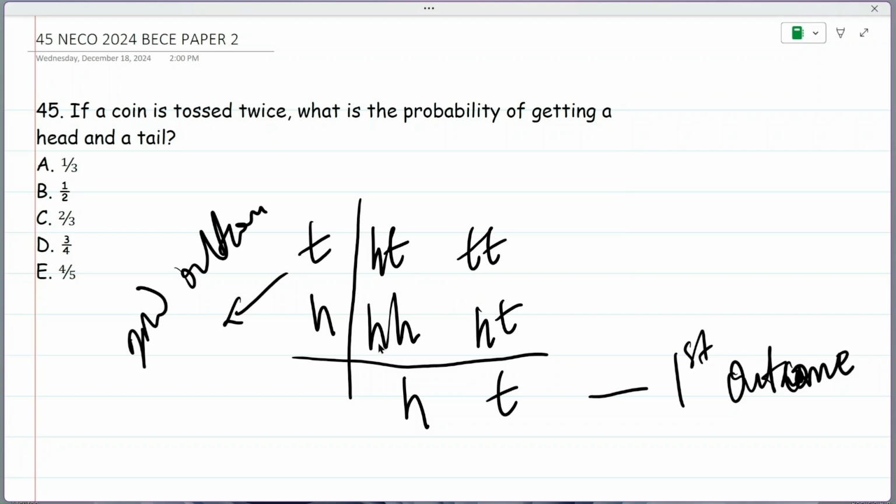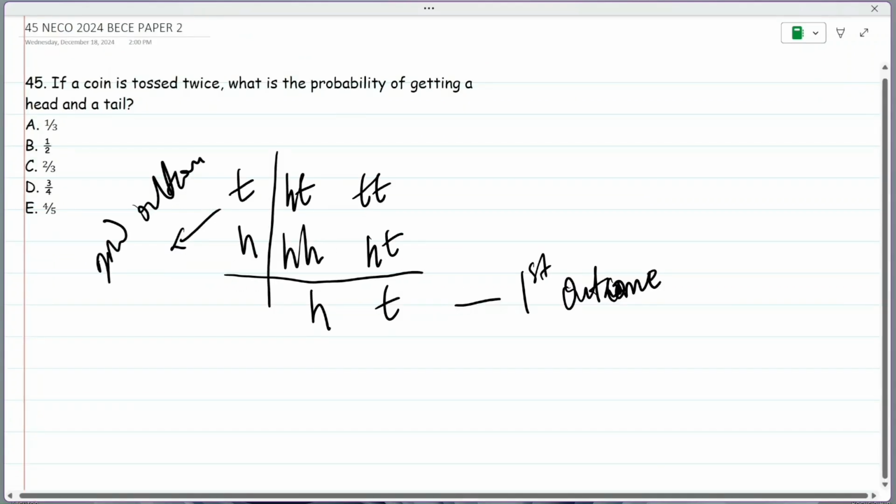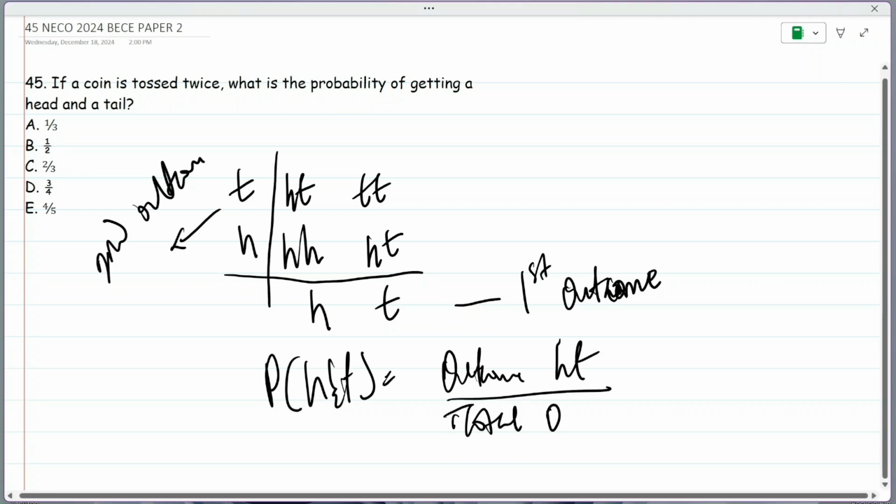You can either get a head and a head, a head and a tail, and a tail and a tail. Although you have a head and a tail here, the tail might come first before the head. You can still write it as a head and a tail. So the question says, what is the probability of getting a head and a tail? Now these are all the outcomes. The probability of getting a head and a tail is outcome of head and tail over total outcome. The total outcome is 4, so we have 1, 2, 3, 4. These are the total outcomes.